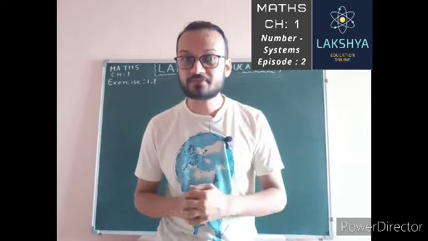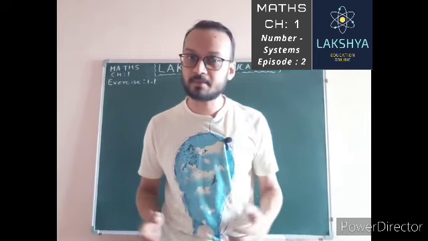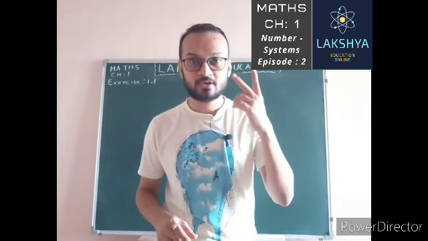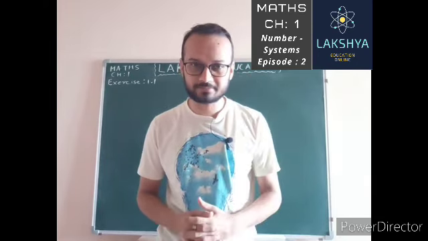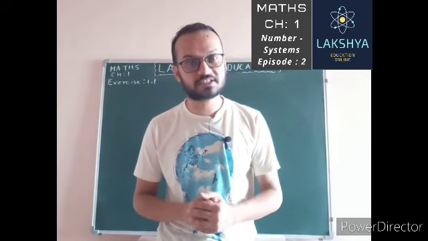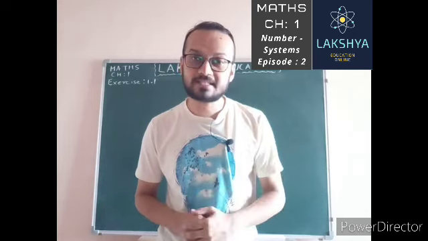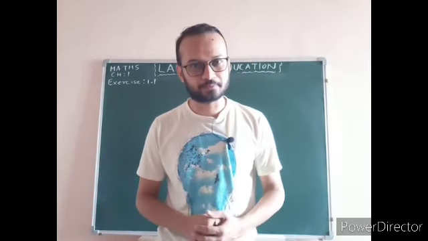In the first episode of chapter 1, we discussed different sets of numbers. We discussed the sets of natural numbers, whole numbers, integers, rational numbers and real numbers. Now in this episode, we are going to start from the NCERT textbook, chapter 1, exercise number 1.1. So let us start episode number 2.